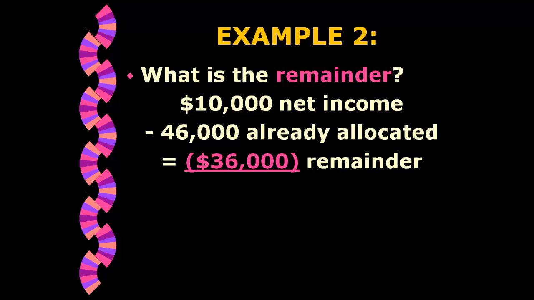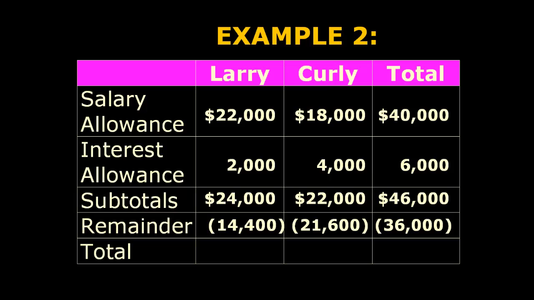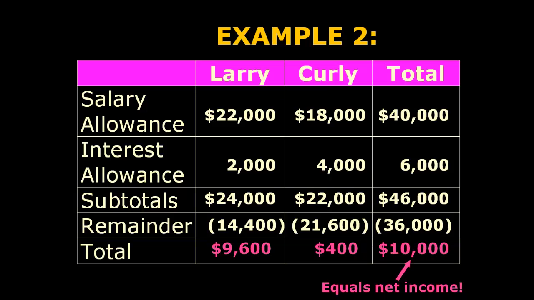Negative remainder. We're going to mathematically handle it just the same as in our previous example. My remainder is a negative $36,000. We're going to give 40% of that to Larry, so he gets a negative $14,400. We're going to have 60% of that for Curly, so he's going to get a negative $21,600. When we add the subtotal plus the remainder, we decide that Larry is going to get a total of $9,600, Curly gets $400, and together we've accounted for $10,000 in net income, which is what we were trying to do.